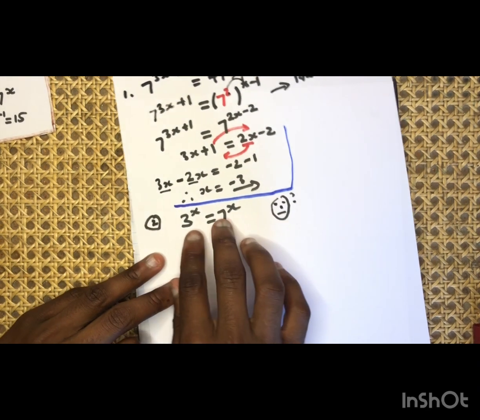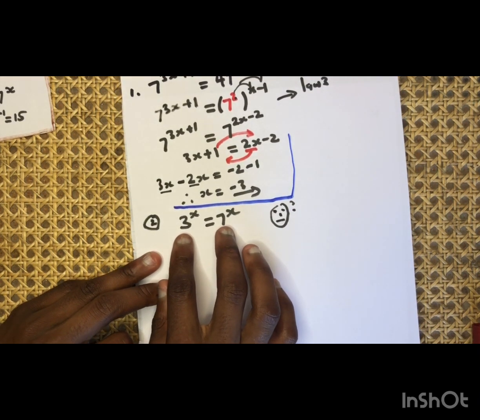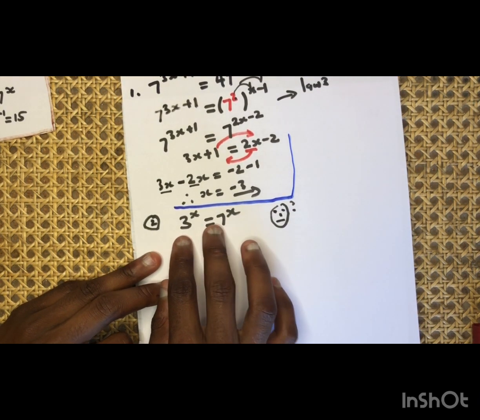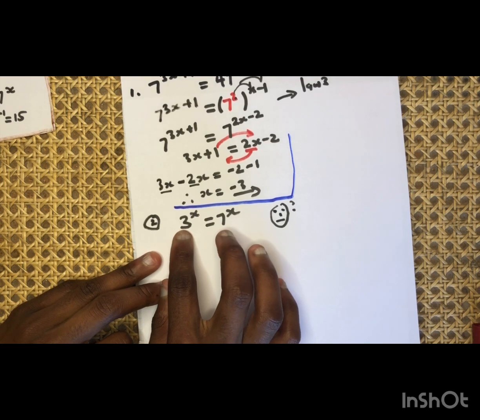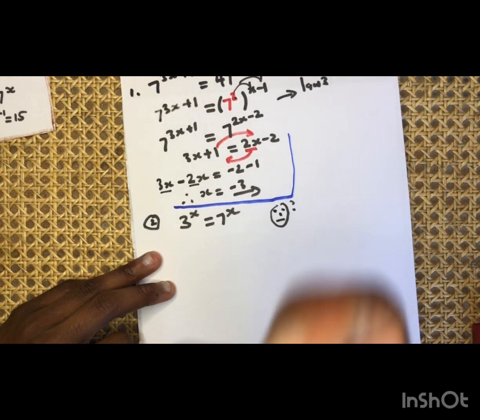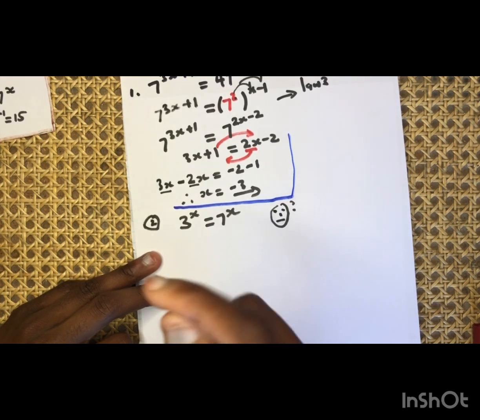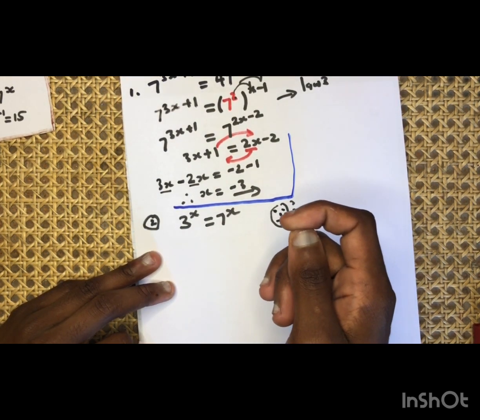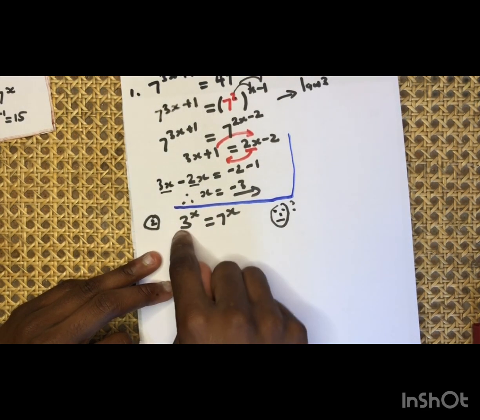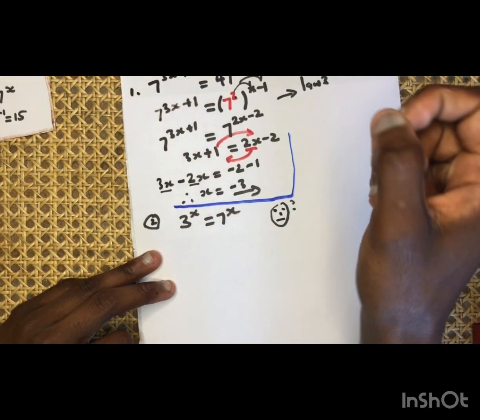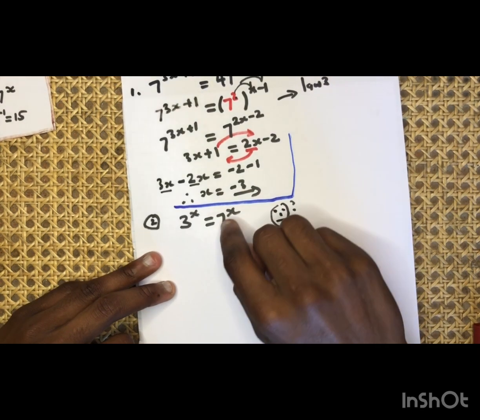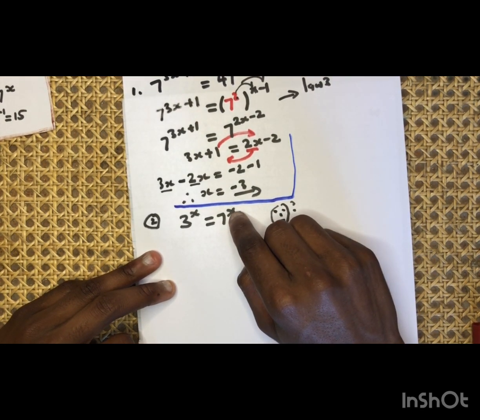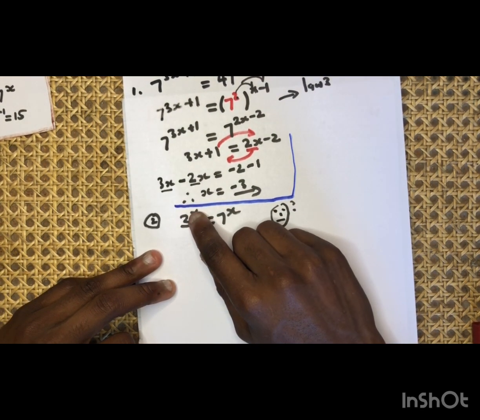But now we cannot say that the bases will be the same here, because 3 is already a prime number and 7 is already a prime number. Then you need to ask yourself, which number can make the left and the right equal? We know that 0 can make the left and the right equal, because anything raised to 0 is 1. 7 to the power 0 gives me 1. 3 to the power 0 gives me 1.